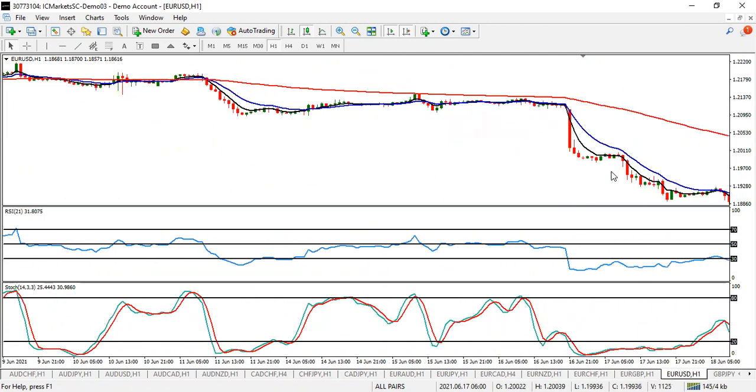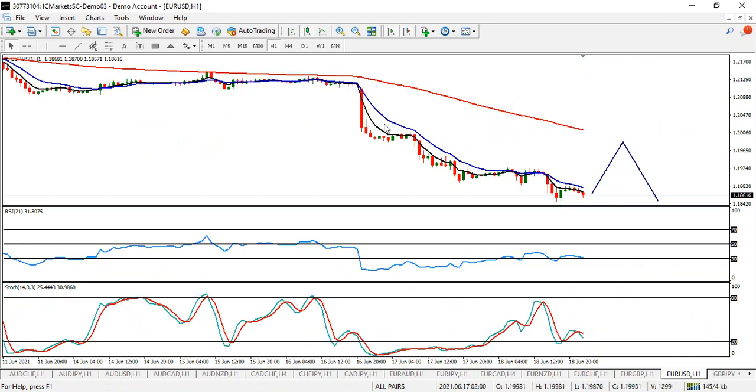But in this case, where the candles and the two moving averages are below the 120 moving average, we only want to look for a sell. I hope this is very, very clear. So now, how do we look for a sell or a buy?